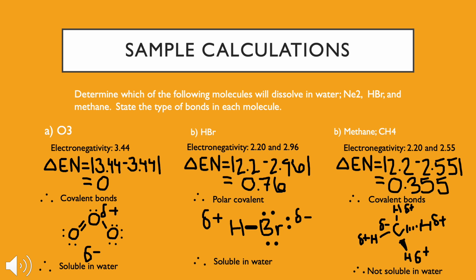Regarding methane, carbon has an electronegativity of 2.55 and hydrogen has 2.20. The electronegativity difference between each carbon and hydrogen bond is 0.355, resulting in covalent bonds. Although each hydrogen is partially positive and the carbon is partially negative, they all cancel out. Therefore, it is a nonpolar molecule and methane is not soluble in water.